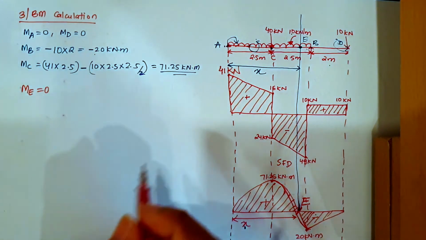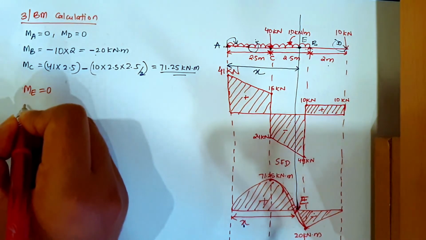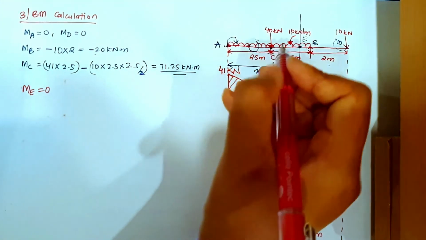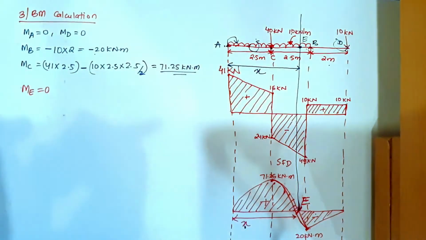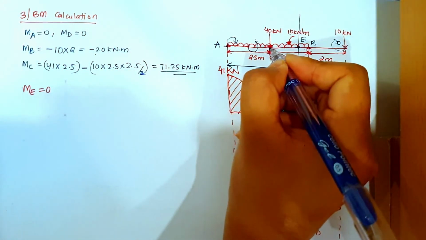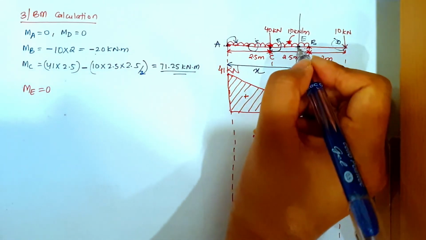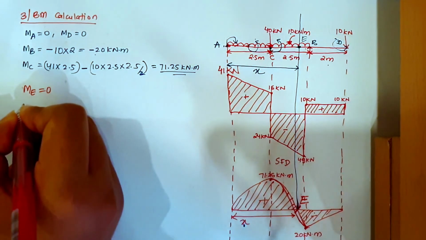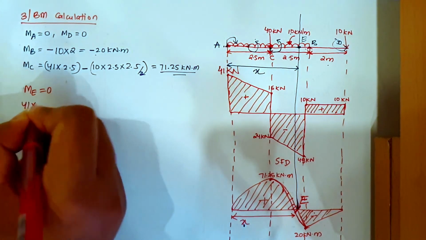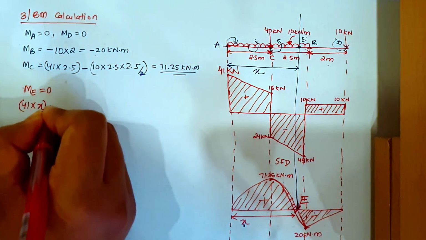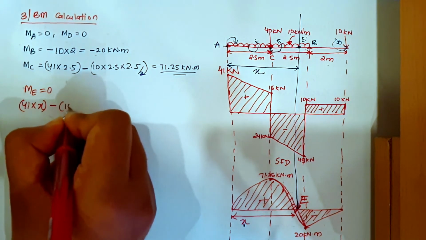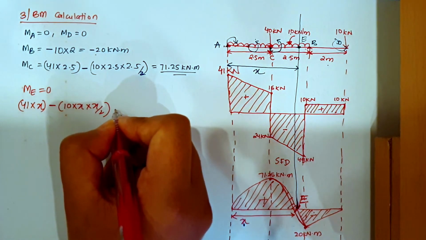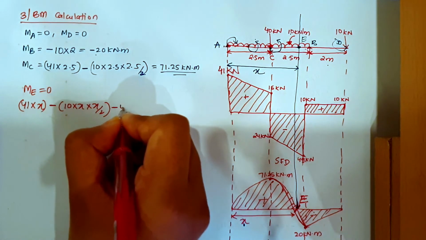So what are the forces that I have? Reaction RA, right? So it will go in a clockwise direction, UDL will go in an anti-clockwise direction, and this 40 kilonewton load will go in an anti-clockwise direction towards point E. So let us see, RA clockwise direction: 41 into distance x, minus UDL 10 into x by 2, then a point load minus 40.